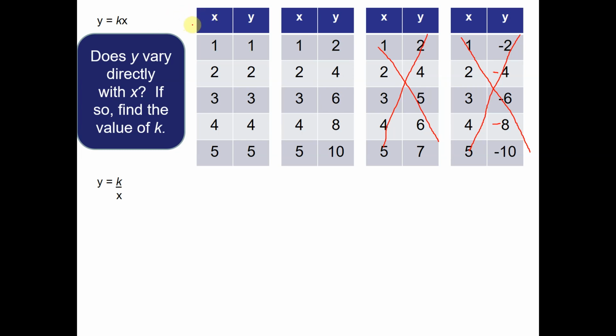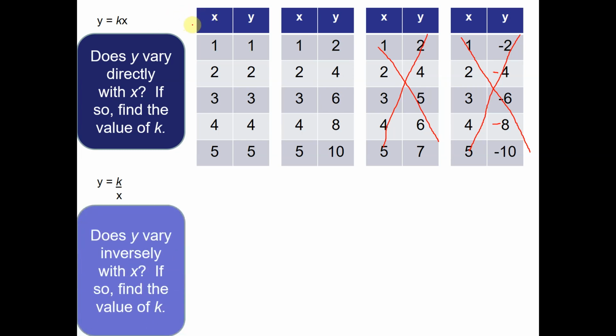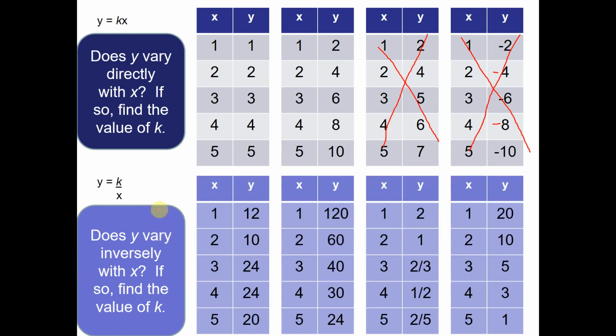Okay, let's look at some for inverse variation. Does y vary inversely with x? If so, find the value of k. So let's try them. How on earth am I supposed to do that? Well, use the other form of the equation, right? The other form of the equation says that x times y equals k. So really, all you have to do is check the product of the x and the y.